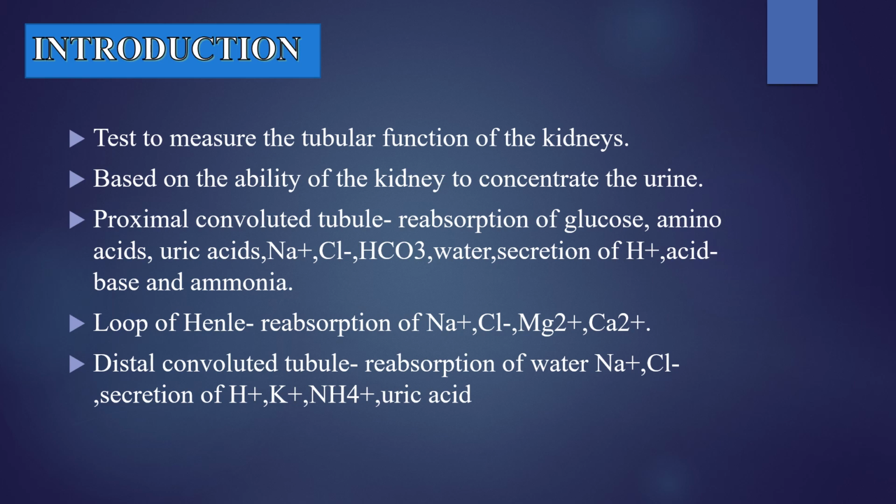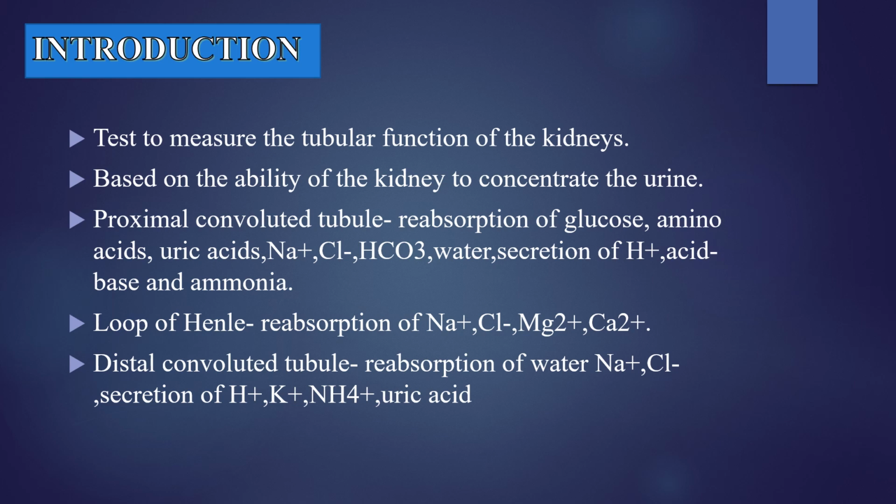These are the proximal convoluted tubule, loop of Henle, and then distal convoluted tubule. These are all the various parts of the nephron and their function, that is reabsorption of the concerned metabolites. The first one is the proximal convoluted tubule. In this part of the nephron, it can reabsorb glucose, amino acids, uric acid, sodium, chloride, and water, and also secretes hydrogen, and it maintains the acid, base, and ammonia balance.